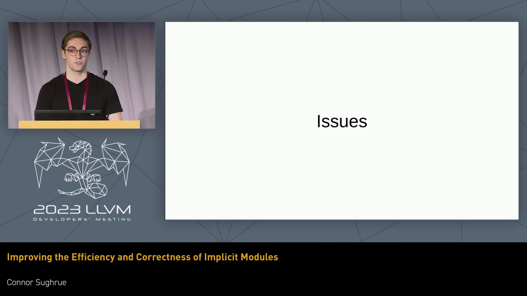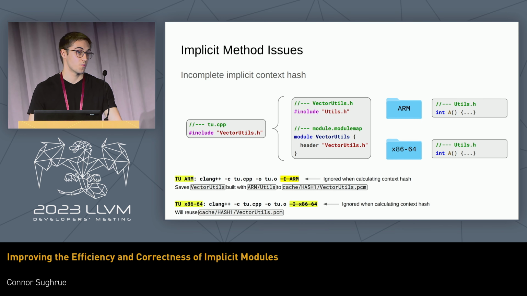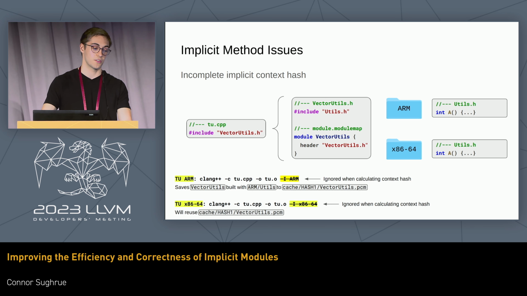So there's a couple issues that come about with the current implementation. For one, like I mentioned, with the implicit method, the context hash is incomplete. There's a couple of things missing, but one of the big ones is search paths, like -I arguments. This is done for performance reasons, as during the discovery portion, there's no scanning phase, and it can be hard for the compiler to determine which arguments are actually meaningful. So instead of including all the arguments and essentially having to rebuild the module every time it's imported, it focuses on a subset. This makes performance somewhat reasonable, but can sometimes lead to incorrect builds.